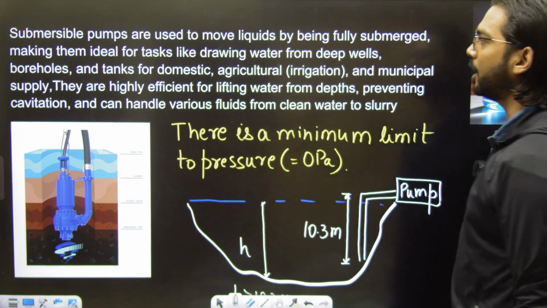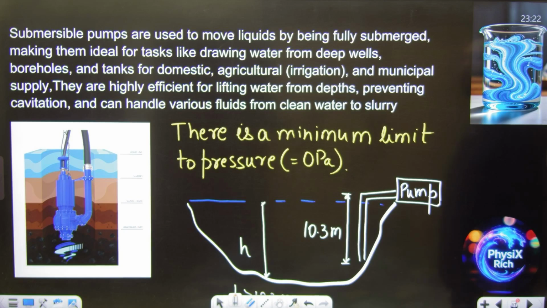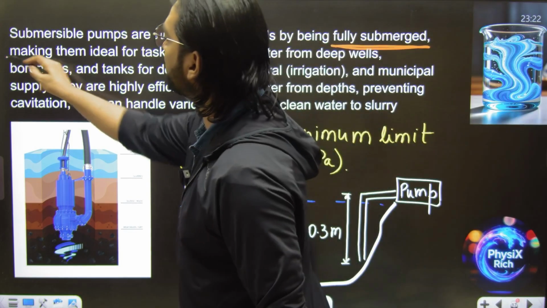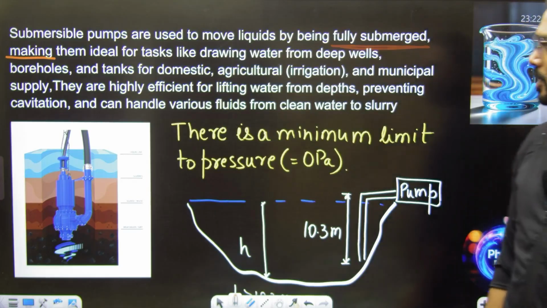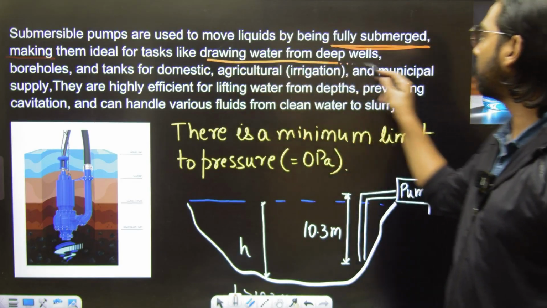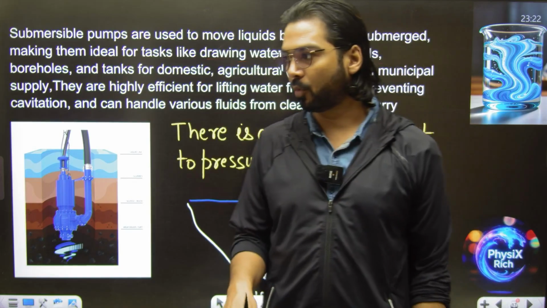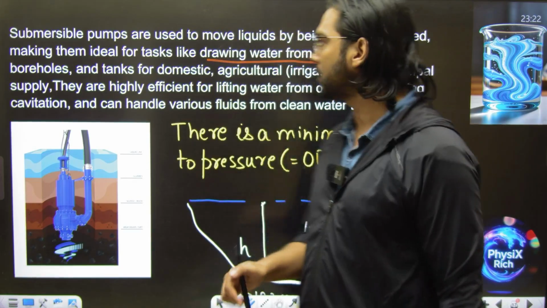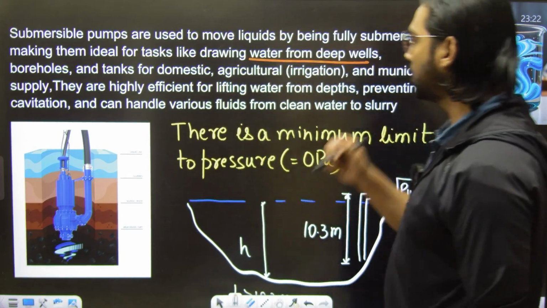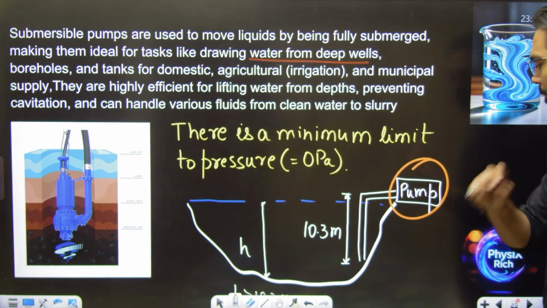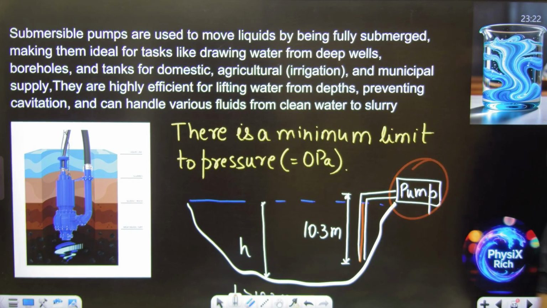Submersible pumps are used to move liquids by being fully submerged. These pumps are fully submerged, and that's why they are ideal for drawing water from deep wells. If you want to pull water out of very deep wells, you must use a submersible pump because you cannot use an overhead pump for more than 10.3 meters of height.